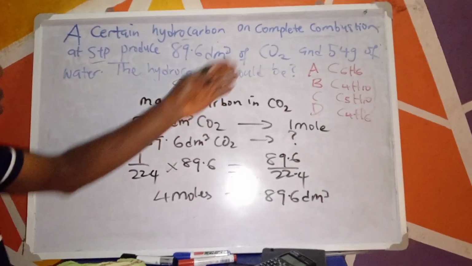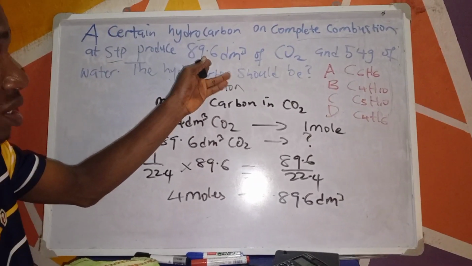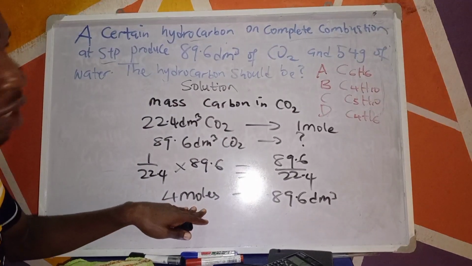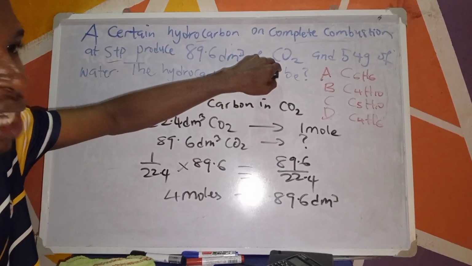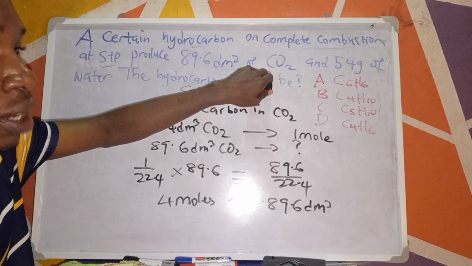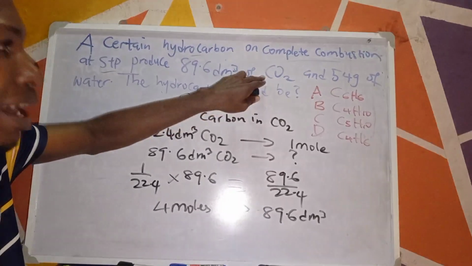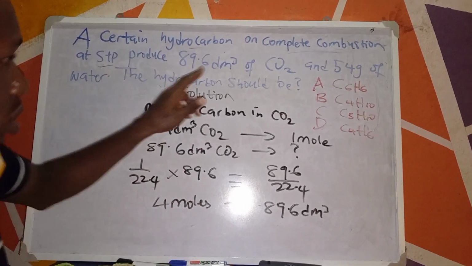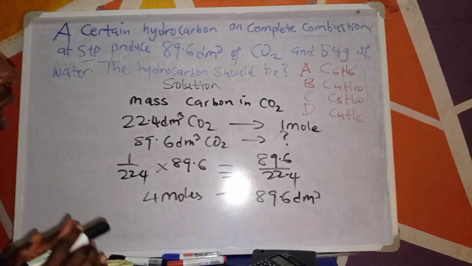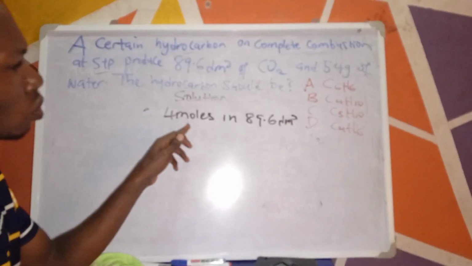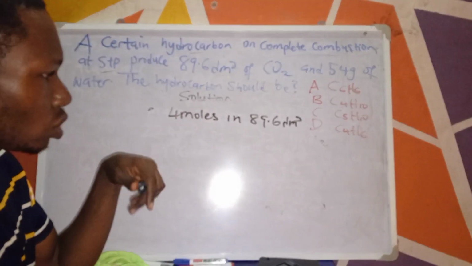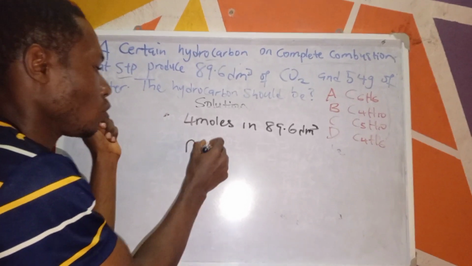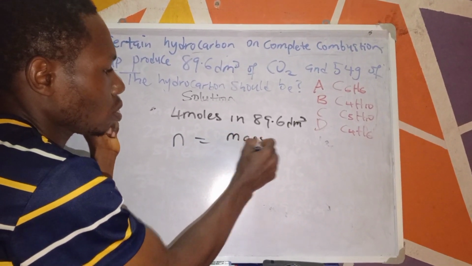We have gotten the number of moles of CO2 that is present in this 89.6. So the next thing is to convert these moles to mass for us to get the mass of CO2. And once we get the mass of CO2, we use what I consider the mass fraction to get the mass of carbon in the CO2. And from there, we also get the mass of hydrogen in water, and we now apply our empirical. So we know that we have 4 moles of CO2 here from the calculation, and we have to get the mass that these 4 moles represent using the formula number of moles is equal to mass over molar mass.